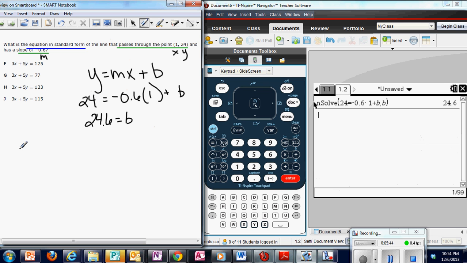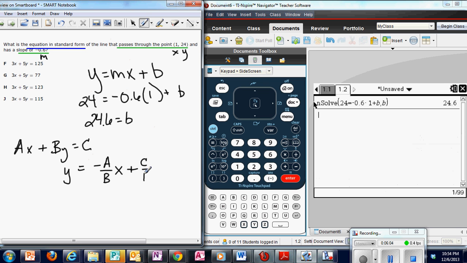If you recall, when you have an equation in standard form, to get it into slope-intercept form, you have negative a divided by b x plus c divided by b.